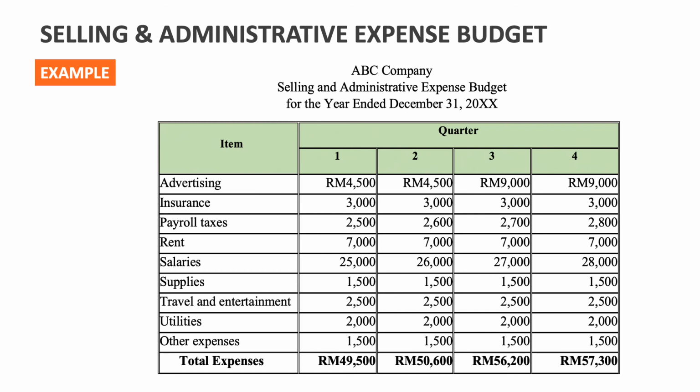And the last one is the selling and administrative expense budget. So most of the information will be given to you according to quarter, and you just need to list all these, and that will give you the total expenses of the respective quarter. So you only list selling and administrative expense items only. So you might be given a long list of expenses, but you don't put everything. You only list things that are related to selling, things that are related to administrative expense.